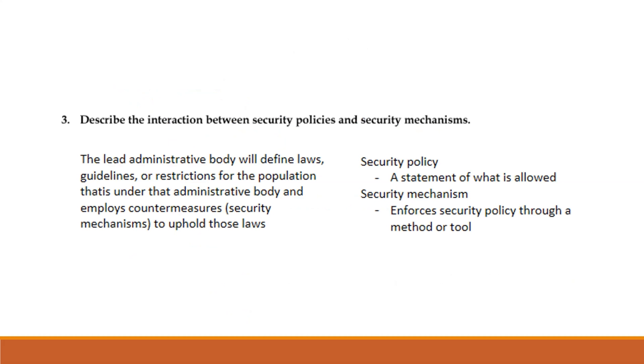The interaction between security policies and security mechanisms: the lead administrative body will define laws, guidelines, and restrictions for the population that is under the administrative body and employs countermeasures. The security policy is a statement of what is allowed, and the security mechanism enforces the security policy through a method or a tool. So the policy could be don't drive over 45 miles per hour, and then the mechanism would be cops or enforcers.